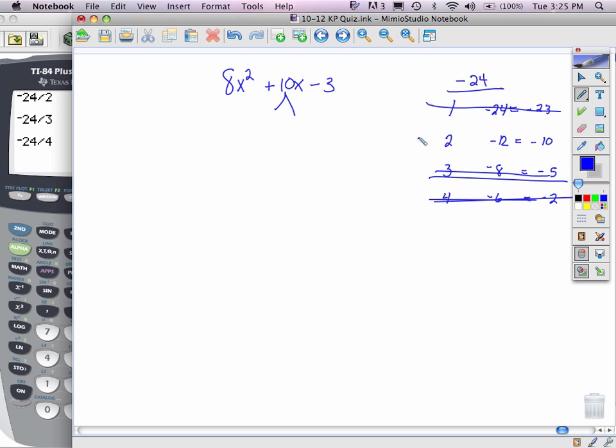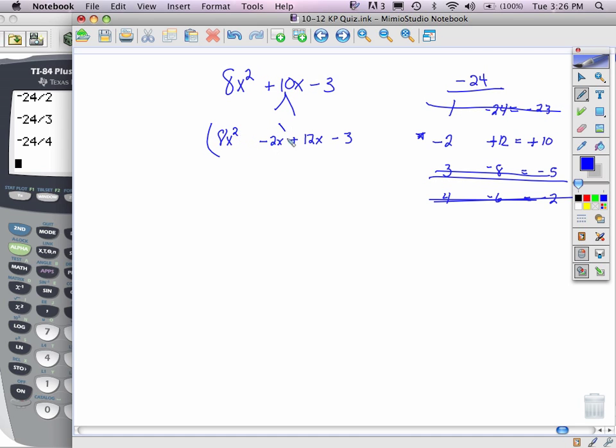But what I notice is this one looks interesting to me because I get negative 10, but what I want it to be is positive 10. I can do that by changing this negative 10 to a positive 10. But if I change this sign, I've got to change this sign and this one. So I'm going to rewrite this problem as 8x squared minus 2x plus 12x, and then bring down my minus 3. If you've noticed, all I've done is negative 2x plus 12x still gives me 10x. So these are the exact same problems still.